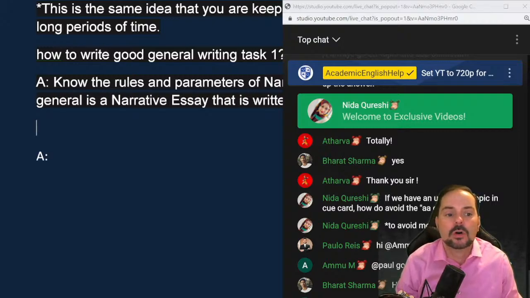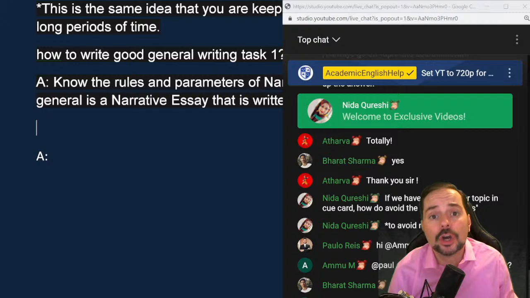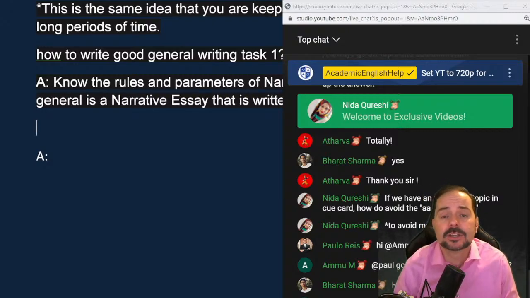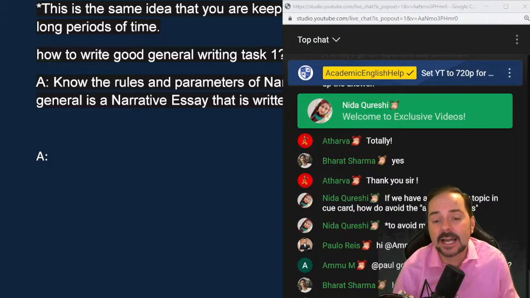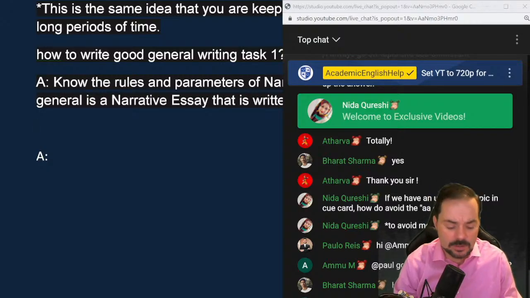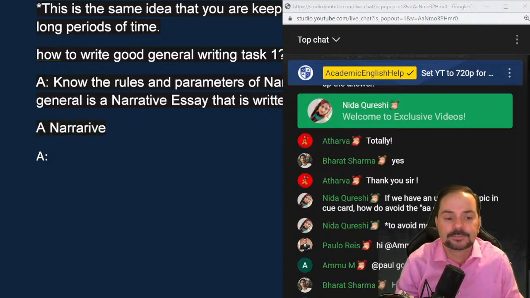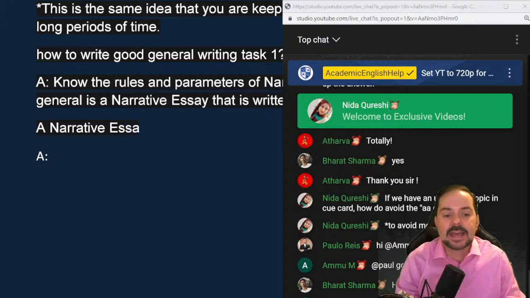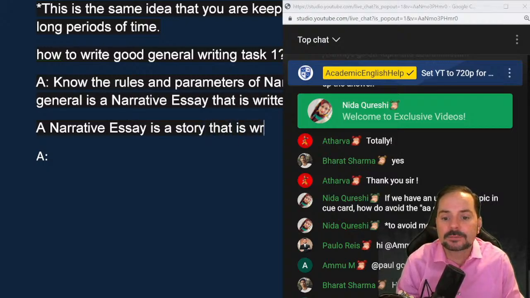So what you have to understand to write a good general Task 1 essay is narrative essay rules and guidelines. And a narrative essay you can basically think about as storytelling. Think about the word narrator or narration. It's telling a story. A narrative essay is a story that is written.